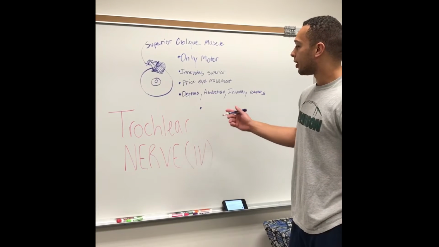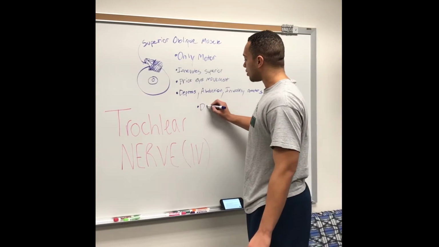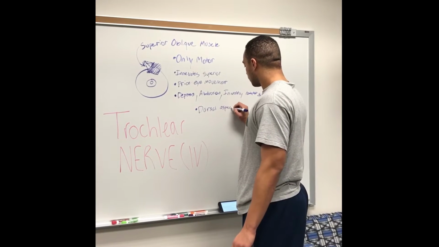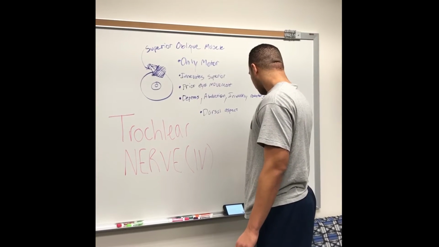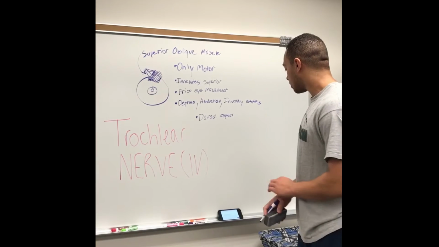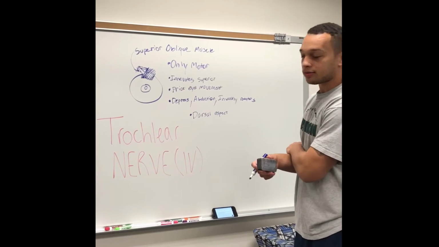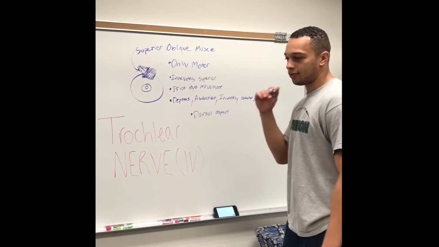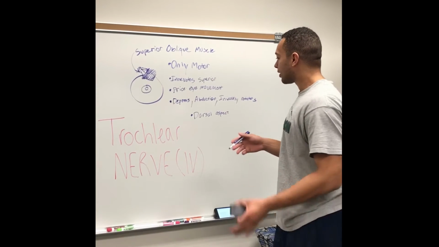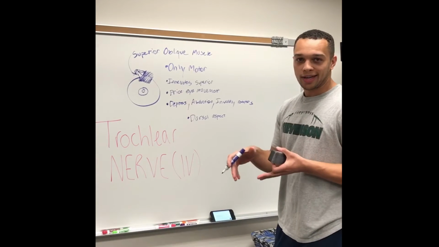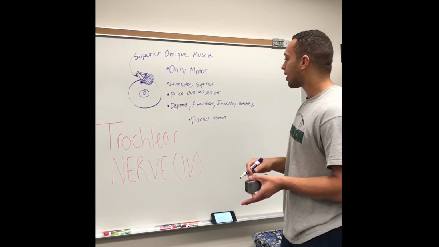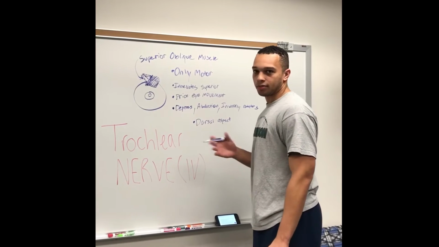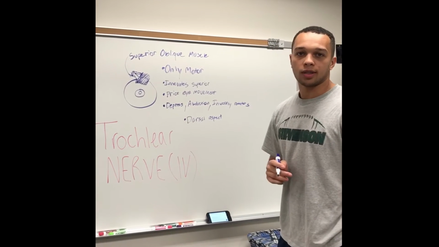Now this is the only cranial nerve that actually comes from the dorsal aspect of the brain, and it originates caudal to the oculomotor nerve, at the level of the inferior colliculus. I wish I did have a model of a brain to actually show you where it originates, but we will have some pictures posted along with the video.